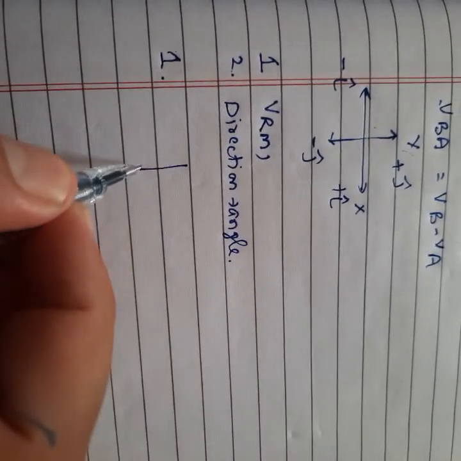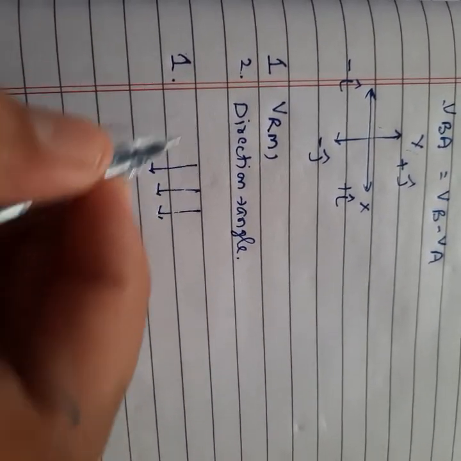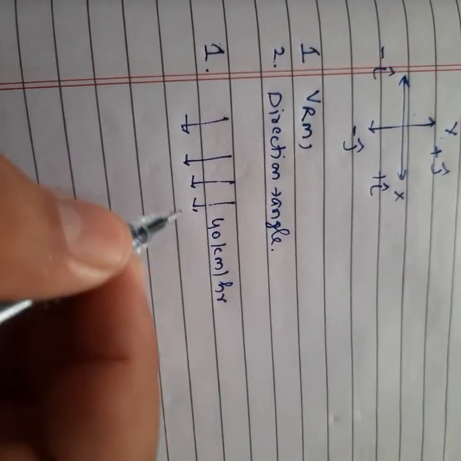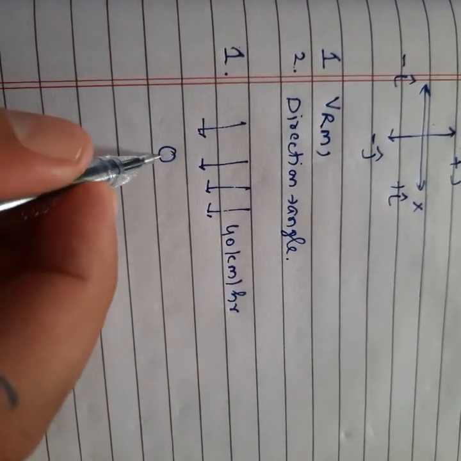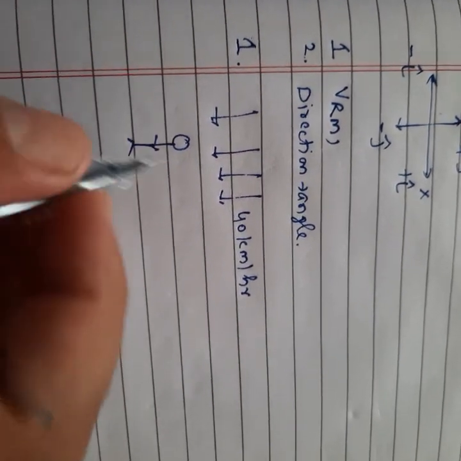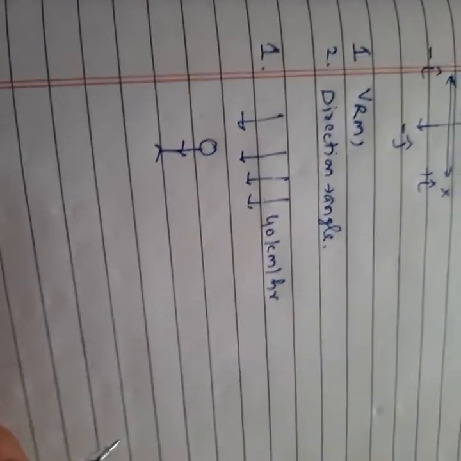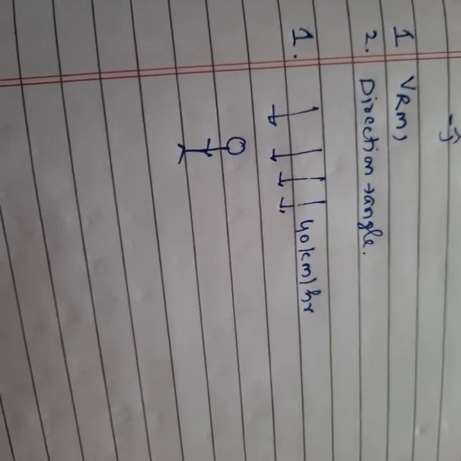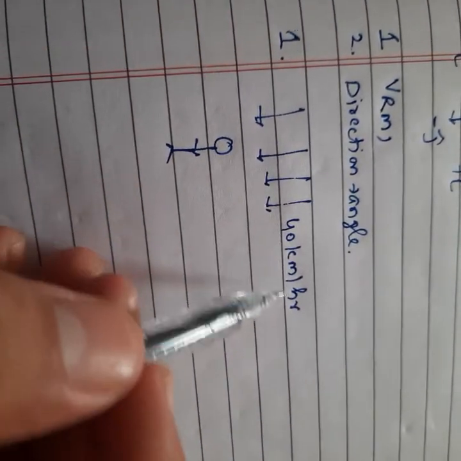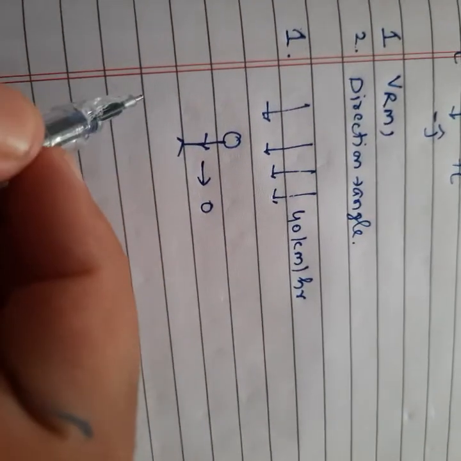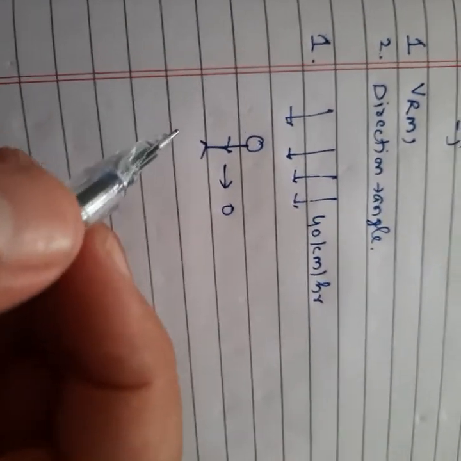Rain is falling downside like this, and the rain velocity is 40 kilometer per hour. A man is standing under the rain. He has an umbrella, but he doesn't know in which direction he has to keep it. By solving this numerical, we will find the angle at which he has to keep the umbrella. Rain is coming with 40 km per hour, but the man's velocity is 0, meaning he is at rest. Okay, students?